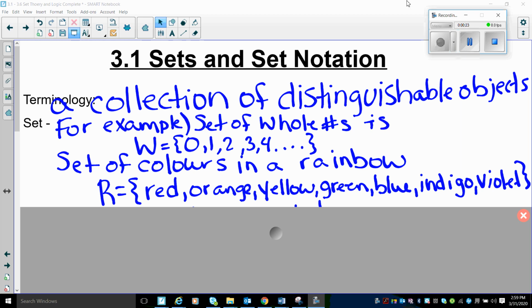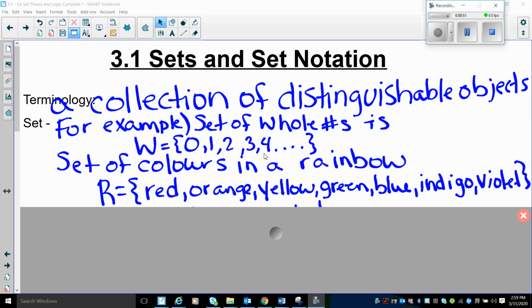So some important terms we need to know is first what a set is. It's a collection of distinguishable objects. So it's something that you can tell apart. We can do sets in terms of math, or you could talk about it in terms of objects. I gave a couple of examples of each. You could do a set of whole numbers, and then for objects, you could say colors of the rainbow.